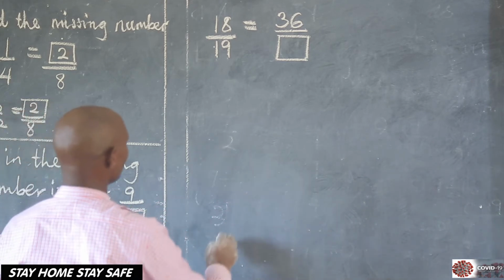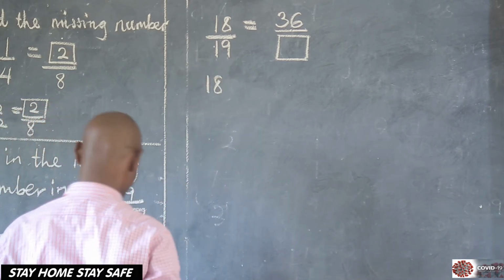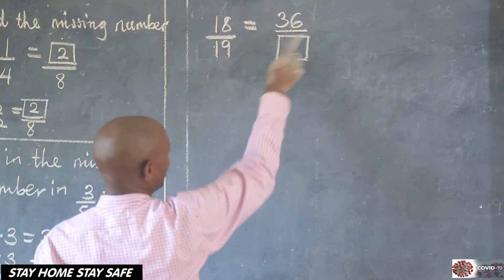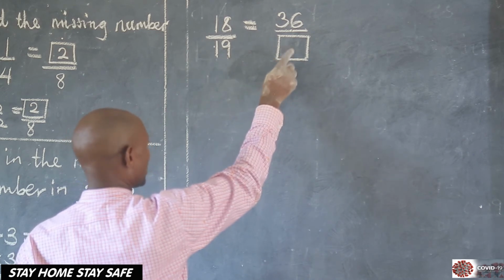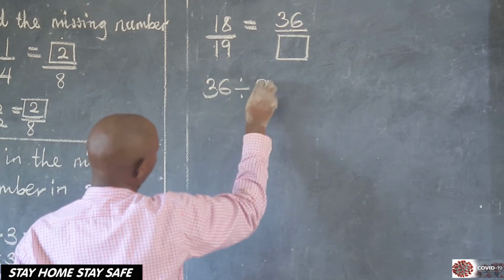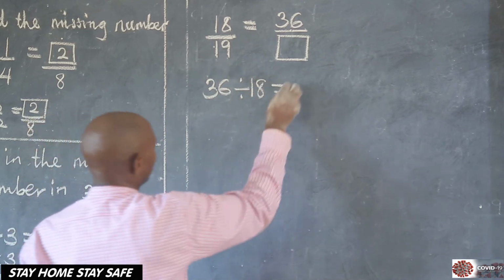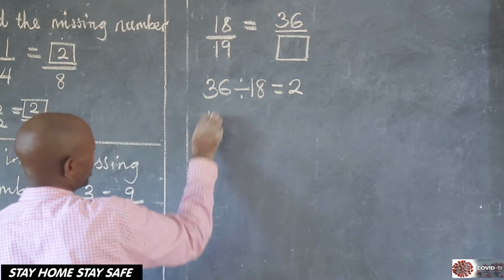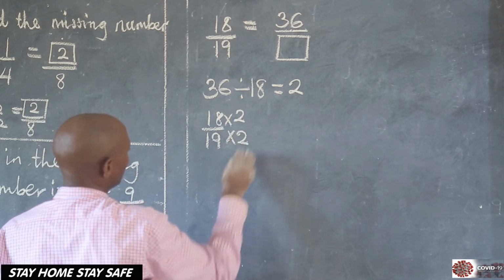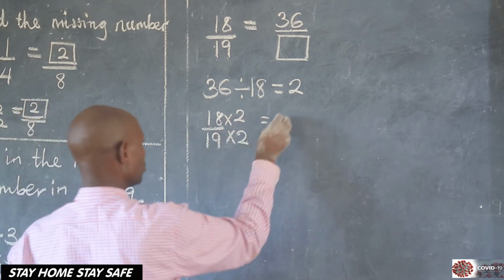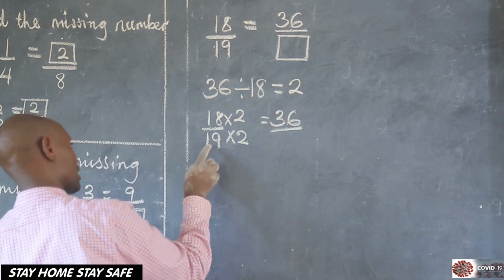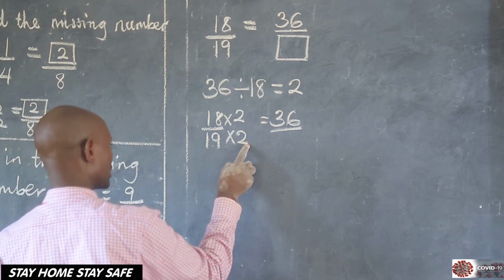So in this case, we are going to have 18 compared to 36. Numerator, numerator. We can't compare denominators because we don't have this one. So we shall have 36. You divide it by 18. And what do we get? We get a 2. So we are getting 18 out of 19. You multiply by 2. 18 times 2, we are getting 36. Out of 19 times 2, what do we get?